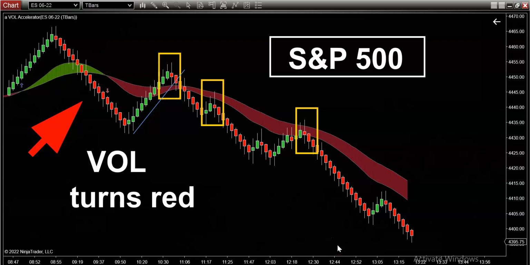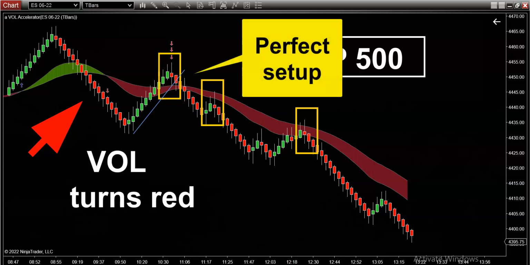But we're not done. We also need to see the same color bar print at some point that matches the color of the volume indicator. And wouldn't you know it, I'll put a bunch of arrows on it, we get a nice red bar right over there. Folks, this is what I mean by perfection. This is a work of art.